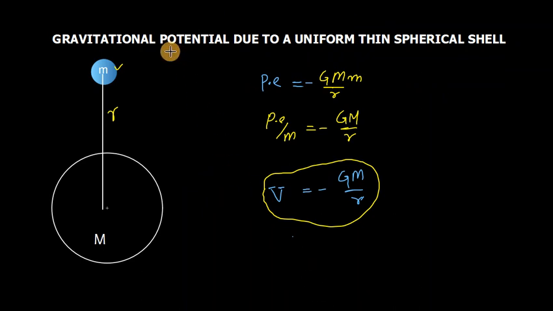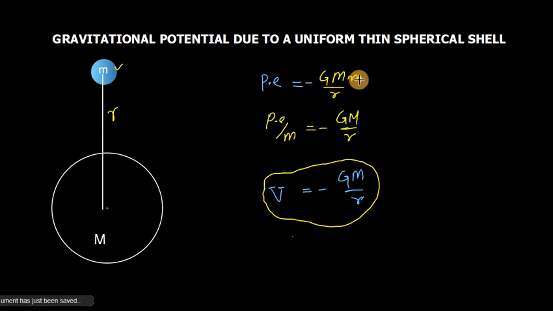Before the derivation of gravitational potential due to a uniform thin spherical shell, let's consider we have two objects, one is capital mass M and the other object having mass small m, and this small m is r distance away from the center of mass of this capital M. Now the gravitational potential energy of this small m due to this capital M will be what? That is minus G M m divided by small r.